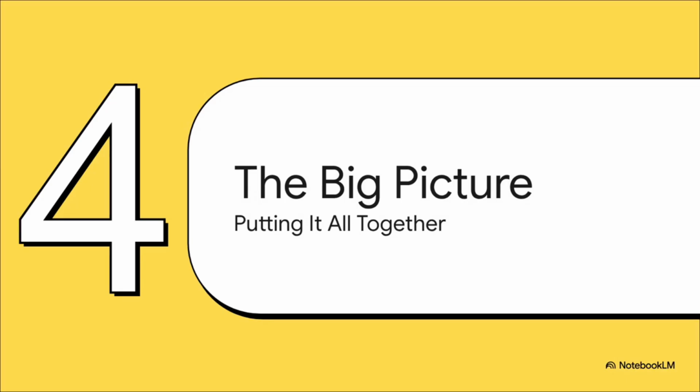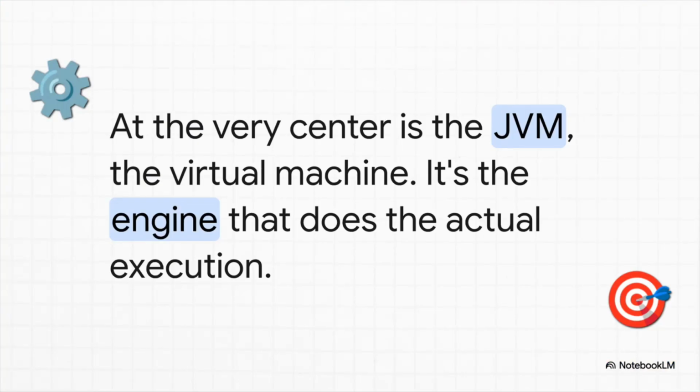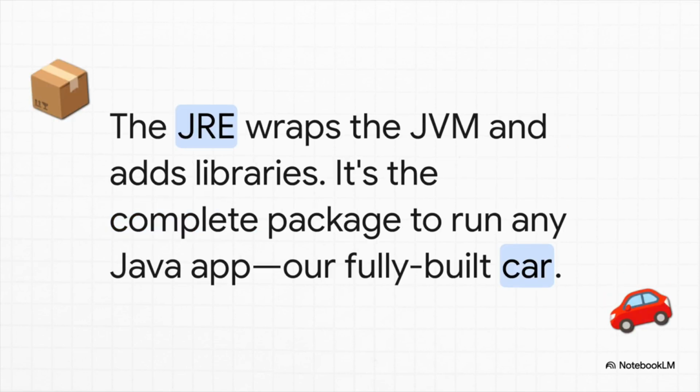Okay, we've looked at all the individual pieces. Now let's just take a second to put them all together, see the full picture, and make sure it all clicks into place. So let's visualize this like a set of Russian nesting dolls. At the very center, the absolute core, you have the JVM. That's our engine, the part that does the actual work. Now, wrapped around that engine is the JRE. It takes the JVM and adds all those essential libraries. This gives you the complete car, everything you need to run an application.